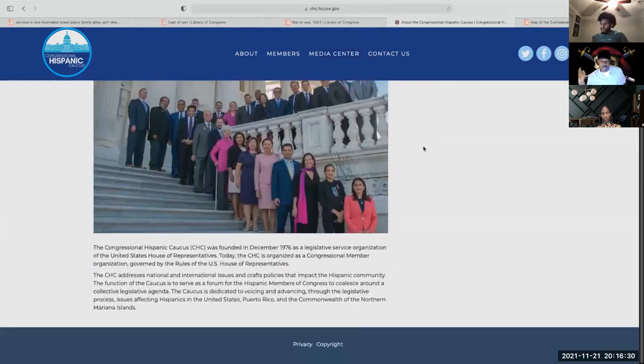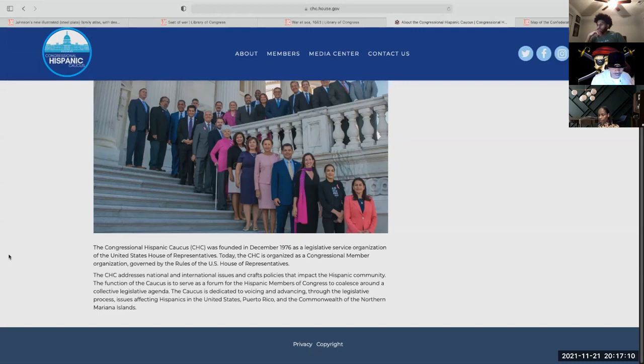All right, so here we go. Now we're looking at the Hispanic Congressional Caucus. So they always talk about black and brown. They always throw in these adjectives, black and brown, black and brown. All right, let's see what their caucus talking about. The Congressional Hispanic Caucus was founded in December 1976. So 5 years after ours was founded, they got theirs. As a legislative service organization of the United States House of Representatives. Today, the Congressional Hispanic Caucus is organized as a congressional member organization governed by the rules of the U.S. House of Representatives.